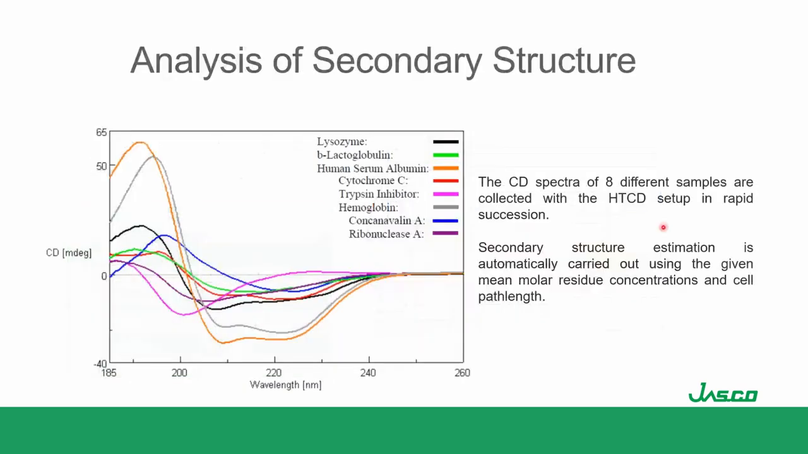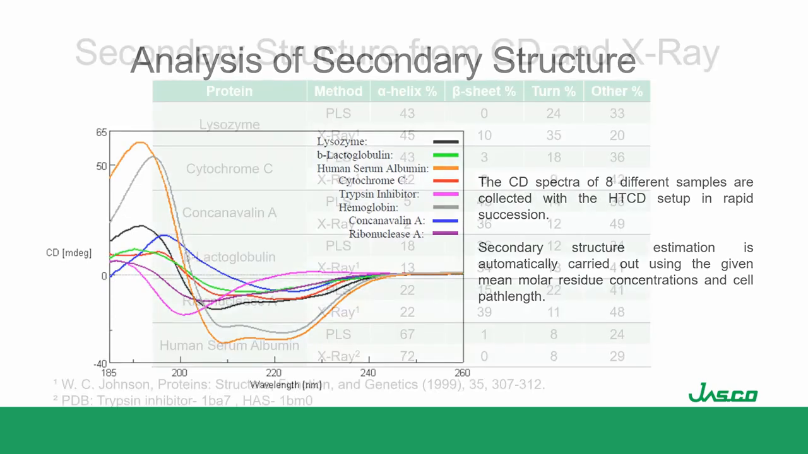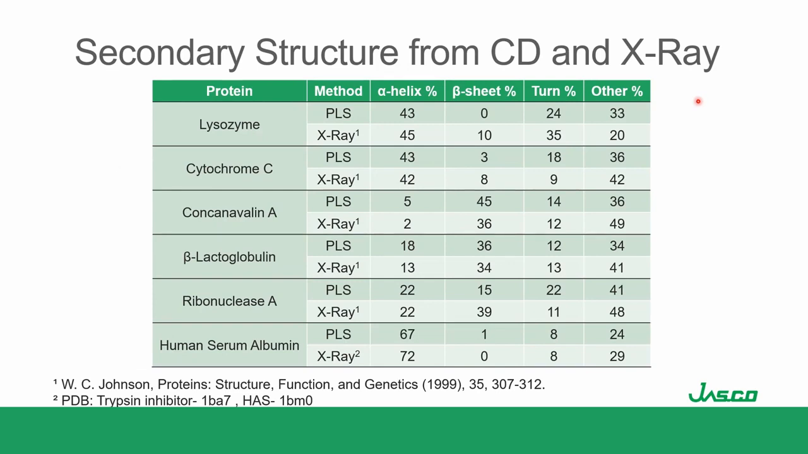In this case, we're going to run 8 different samples collected in fast succession with this HTCD setup. The secondary structure estimation, like I said, is going to be carried out automatically. So there's no need to take your spectra, put it in the program, and then run things. It's automatically going to carry that out. And what we see is very similar to what Carlos showed previously. The measurements match up really nicely to the X-ray, and overall, the matching is quantitatively the same. If we have beta-rich structures, we'll see high percentages of beta sheet. And if they're alpha helical, we're going to see a really nice match in the alpha helix content.